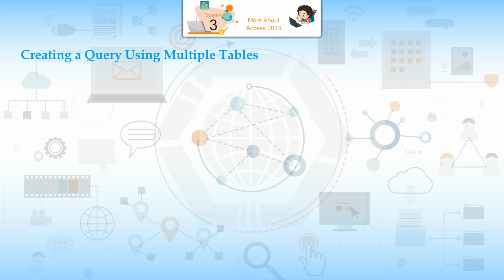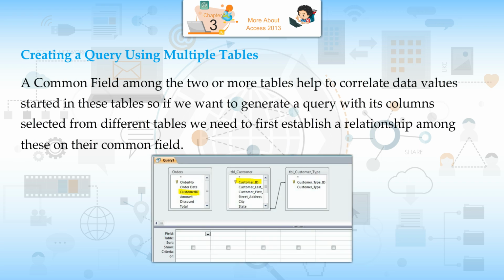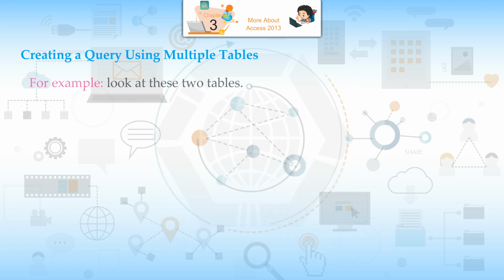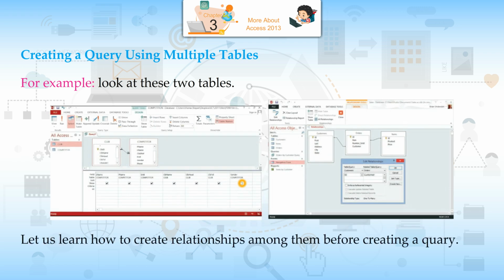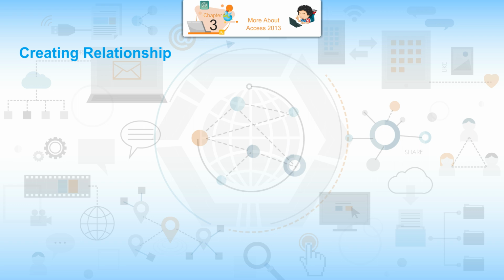Creating a query using multiple tables. A common field among two or more tables helps to correlate data values stored in these tables. So, if we want to generate a query with its columns selected from different tables, we need to first establish a relationship among these on their common field. For example, look at these two tables. Let us learn how to create relationships among them before creating the query.